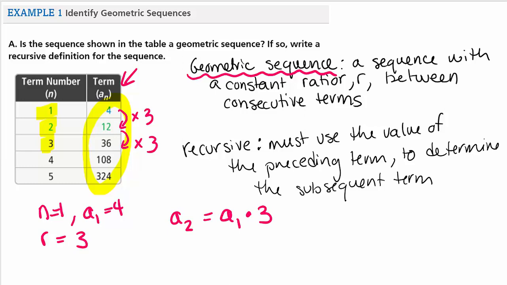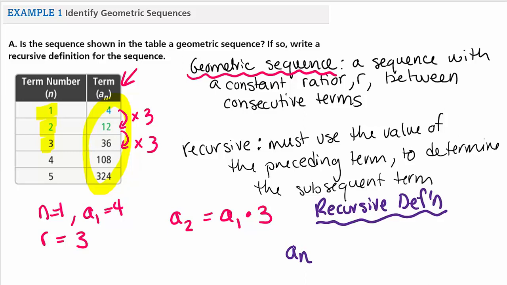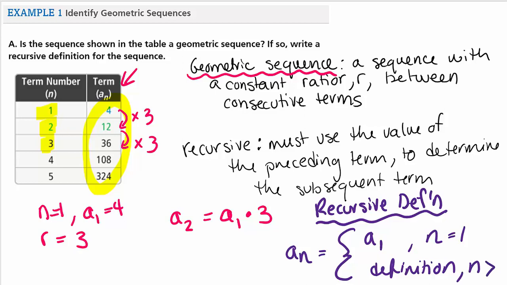So let's put this all together and make a recursive definition for the sequence. We start with a sub n, which represents any term. And it kind of looks like a piecewise function, where we put the value of the first term in the upper row, and that's when n is equal to 1. And then we put our definition in the second row, and that's for when n is greater than 1.